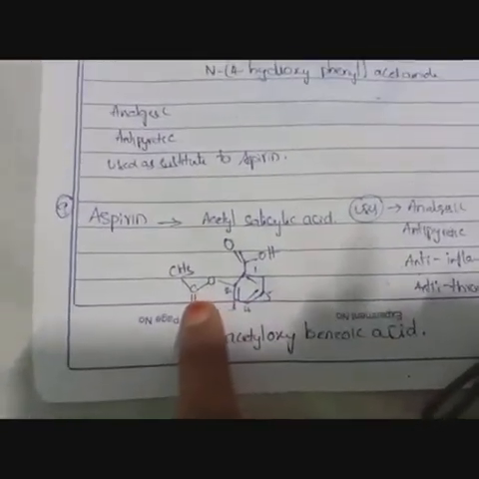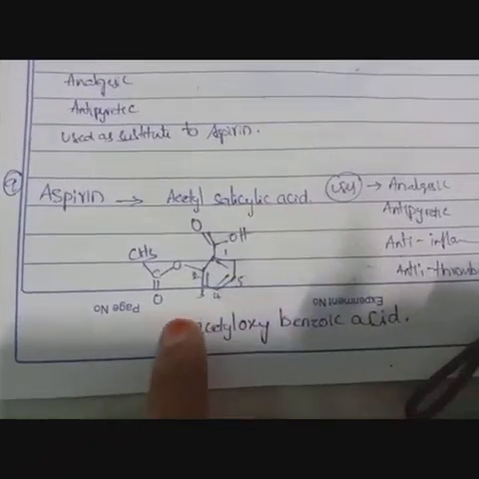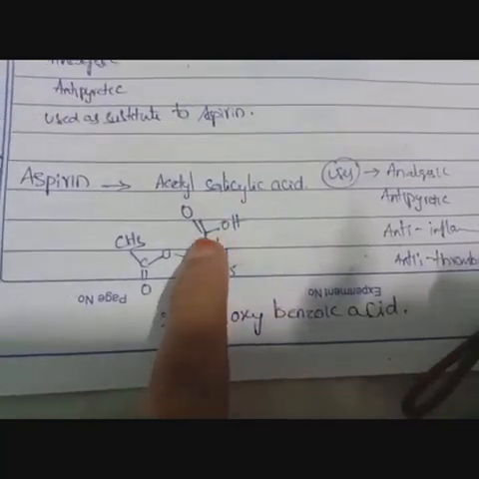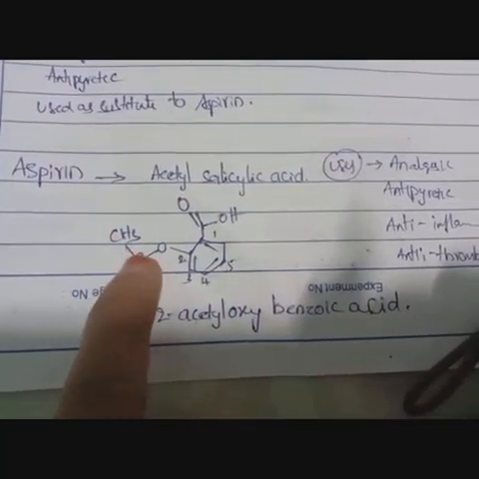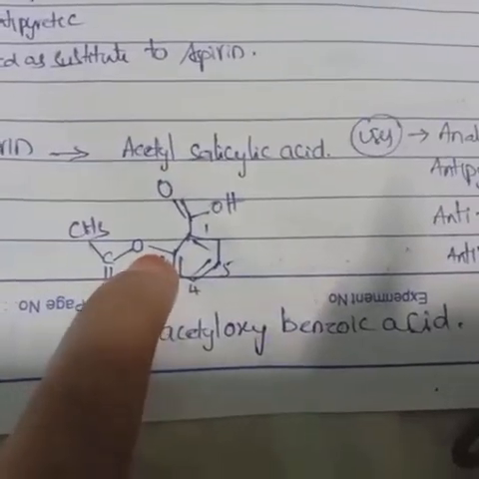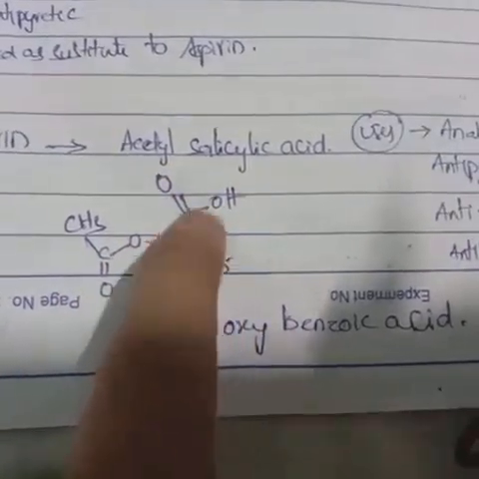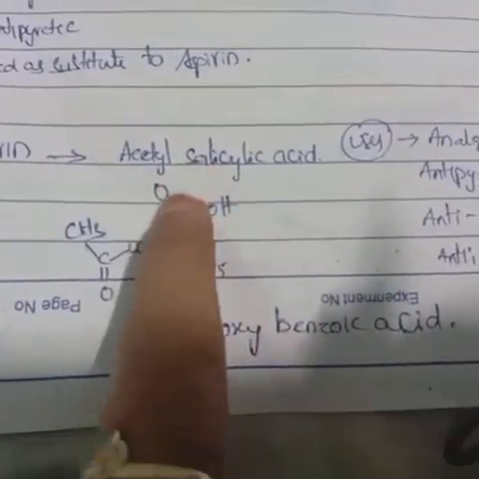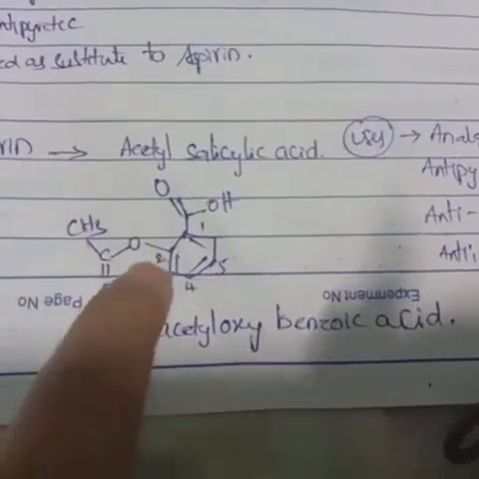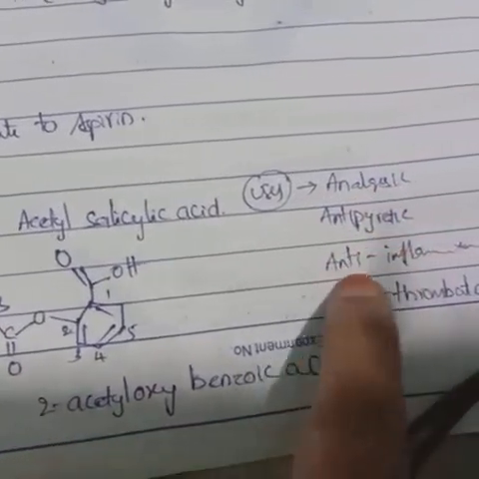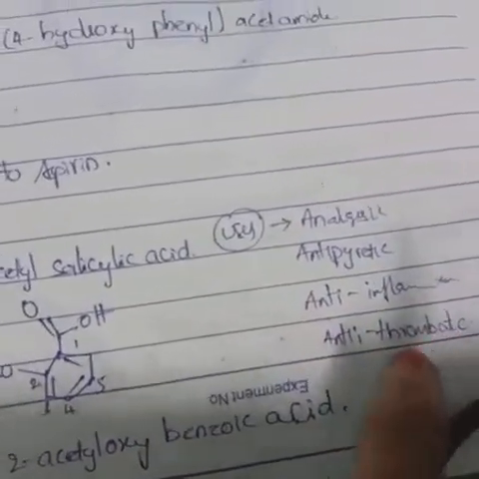So see next, aspirin. We are going to see the structure of aspirin. Aspirin is nothing but acetyl salicylic acid. See here, benzene ring is there, COOH group is there at 1st position, and at the 2nd position CH3COO. See, 2-acetyloxy group is there. Benzoic acid, benzene ring with carboxylic acid is there, right? So this is the benzoic acid. To this at the 2nd position, acetyloxy group is attached. Aspirin is generally used as analgesic, antipyretic and anti-inflammatory, and also anti-thrombotic agent.